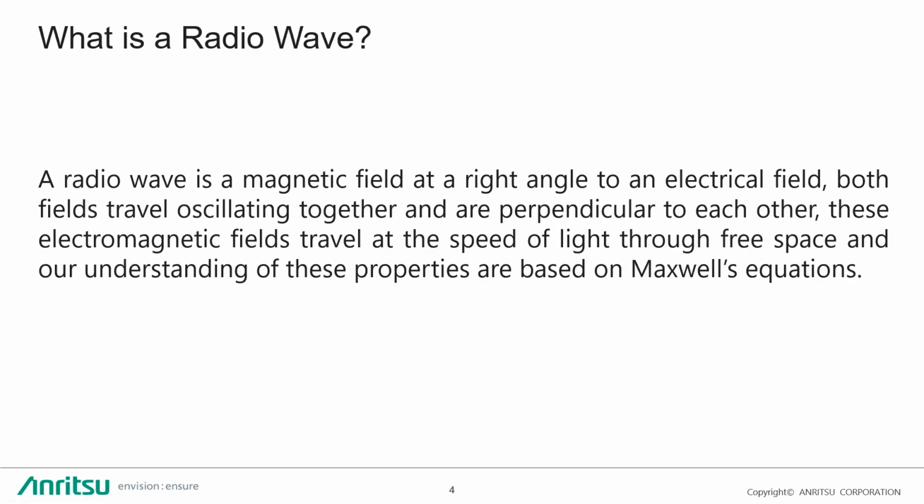So radio waves, very quickly as a review, a radio wave is a magnetic field at a right angle to an electrical field. Both fields travel oscillating together and are perpendicular to each other. These electromagnetic fields travel at the speed of light in free space, and our understanding of these is based on Maxwell's equations.